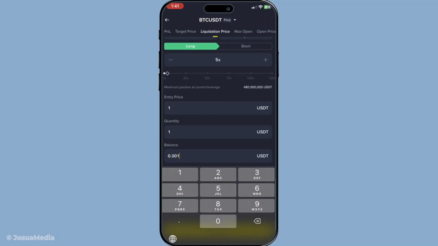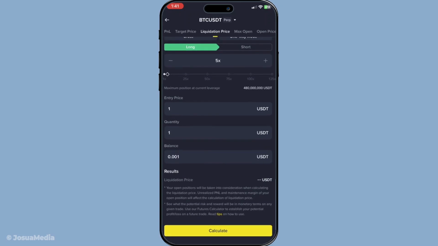This is the critical piece of information that indicates at what price level your position will automatically liquidate if the market moves against you. Understanding this price helps inform risk management measures, and here it empowers you to make adjustments if needed to ensure your account is protected against unexpected market moves.